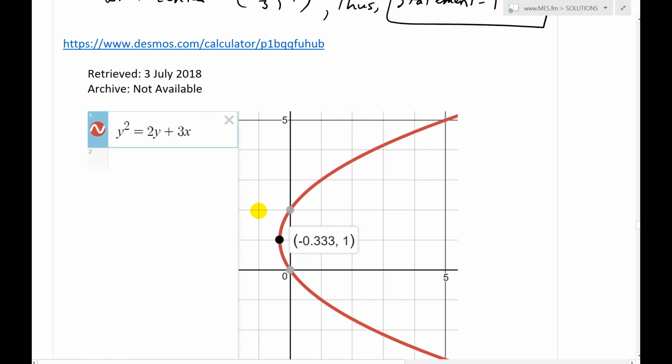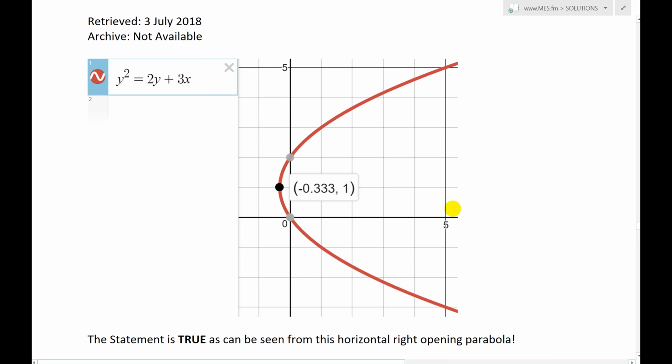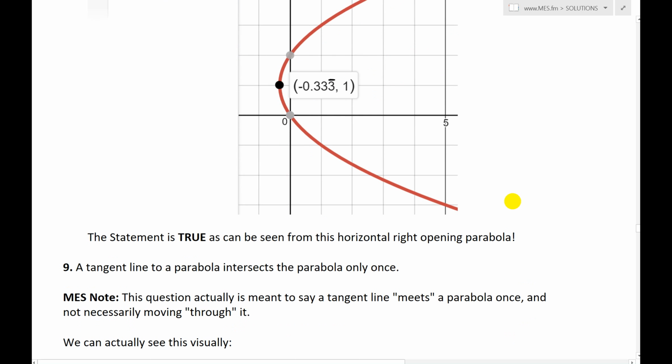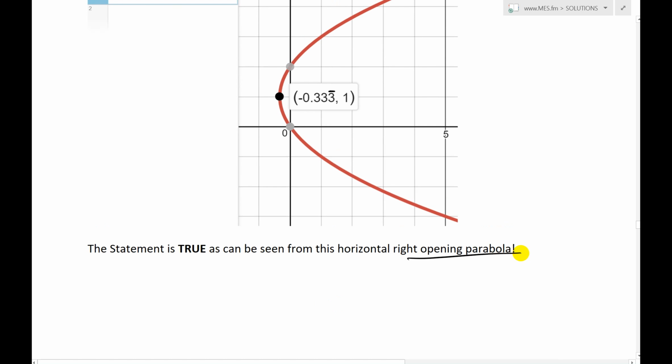And now if we were to graph this with the Desmos calculator, you have y squared equals 2y plus 3x. We get a right opening horizontal parabola with the center, or origin, whatever you want to call it, at negative 1 over 3, or 0.333, and 1. That's exactly what we had. So the statement is true, as can be seen from this horizontal right opening parabola.